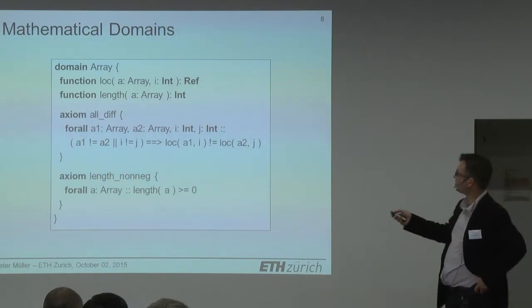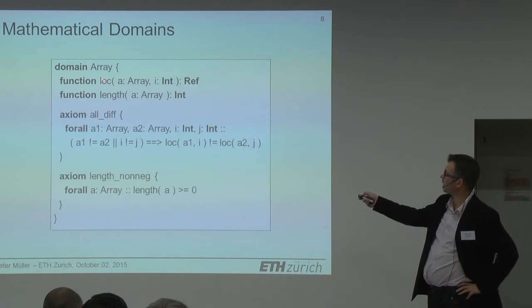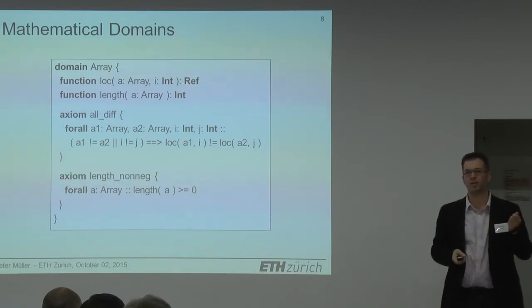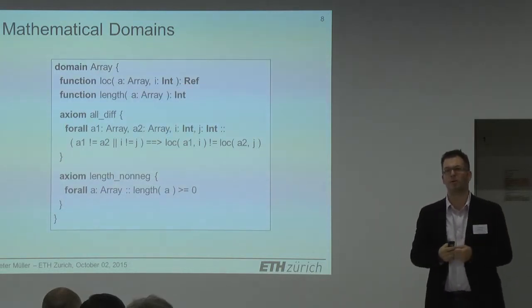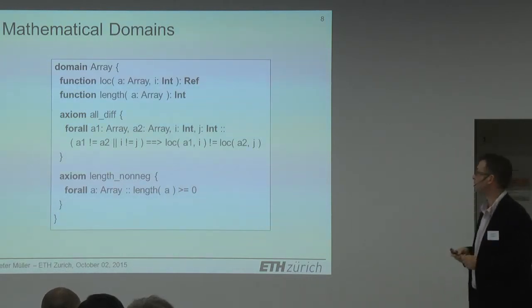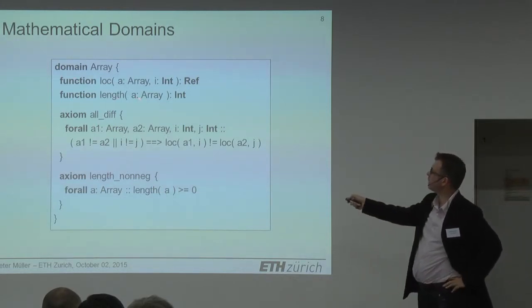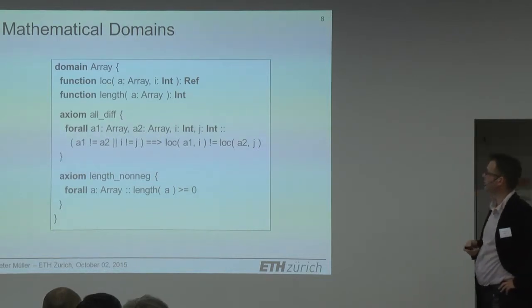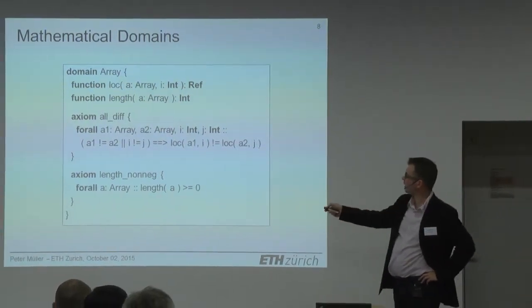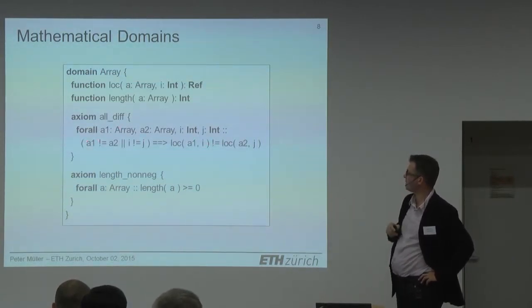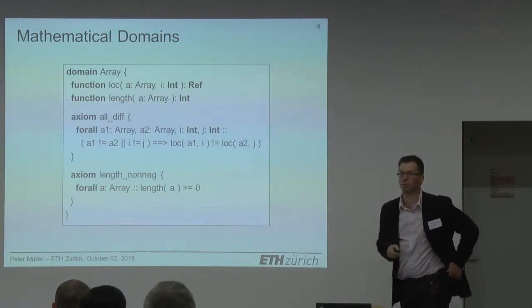The way I do this is I introduce two functions, one for locations and one for length. If I take an array and an index i, then loc gives me some reference. Basically, I represent every slot, every element of the array as a reference, and then use some predefined field name to actually get to the value. And then length gives me the length of each array, and now I give some axioms about these uninterpreted functions that tell me how they behave. For instance, I can say that two locations are the same only if the arrays are the same and the index is the same, or I can say that length is always greater or equal to 0.